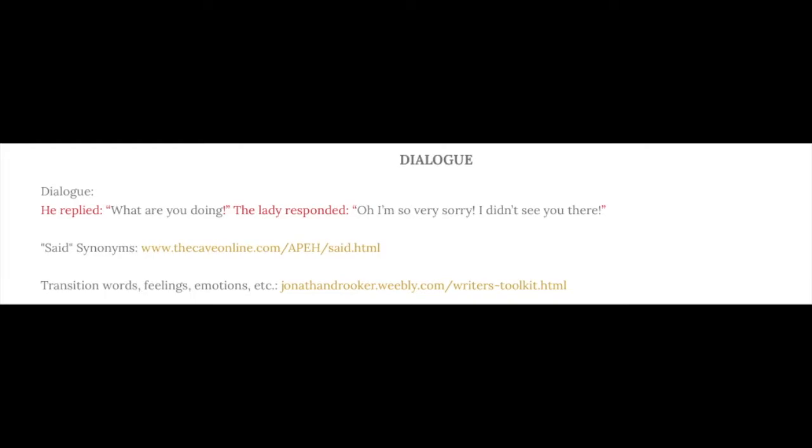Dialogue can prove to be tricky for young students, both in terms of providing unique voices for individual characters, as well as the mechanics and punctuation involved. Let's take a look at an anchor chart that's available on my website.